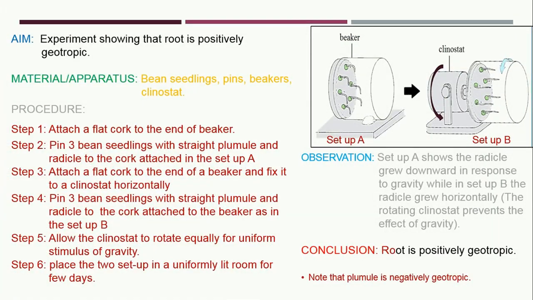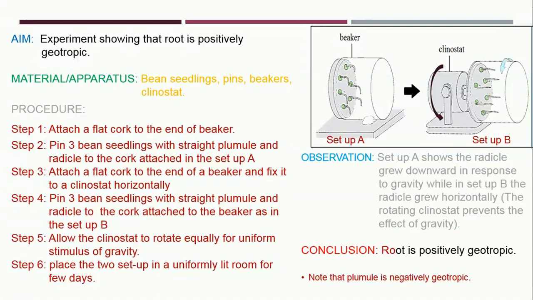All right. Right now we are going to be looking at experiments showing the root is positively geotropic. What are the materials or apparatus that will be needed for this experiment? We need bean seedlings. These are young beans plants. We have pins. We need beakers. We also need an instrument known as clinostats. Now, what are the procedures or the method involved in carrying out this experiment?